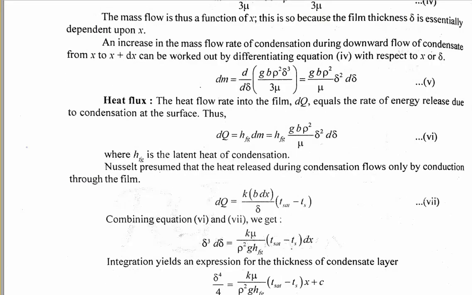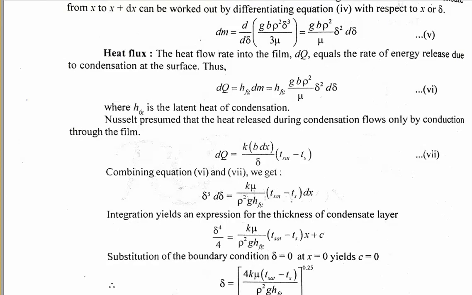Lastly, we have to find out the heat flux of the system. The heat flow rate in the film dq is equal to the rate of energy released due to condensation at the surface, which gives dq is equal to h dm, where the value of dm has been taken from the mass flow rate. This gives h into g B rho square del square d del by mu, where h is the latent heat of condensation.